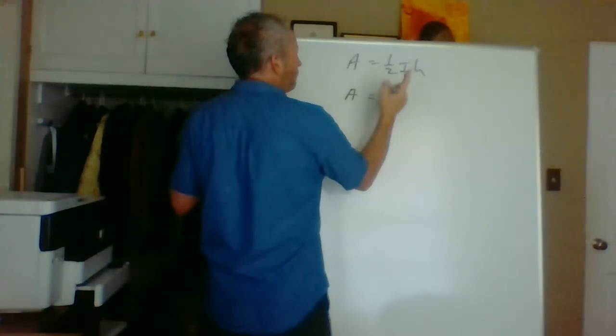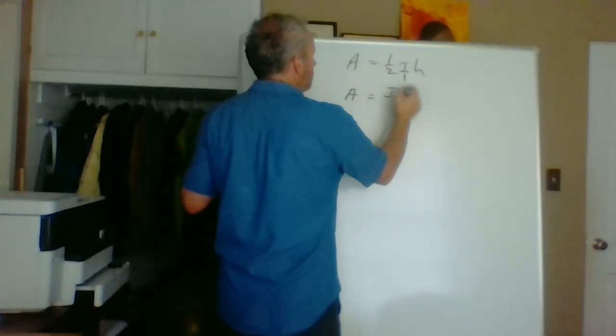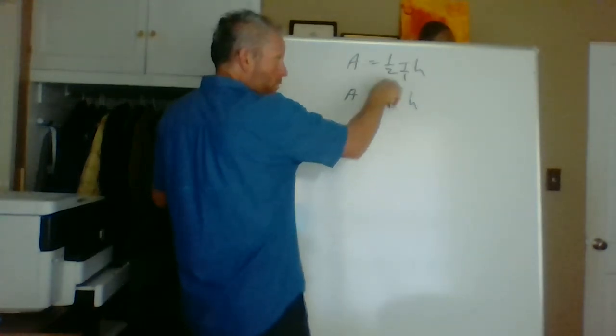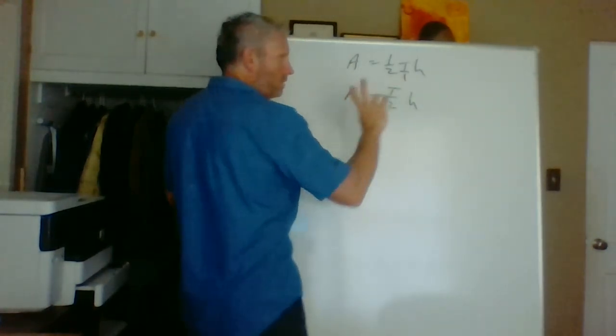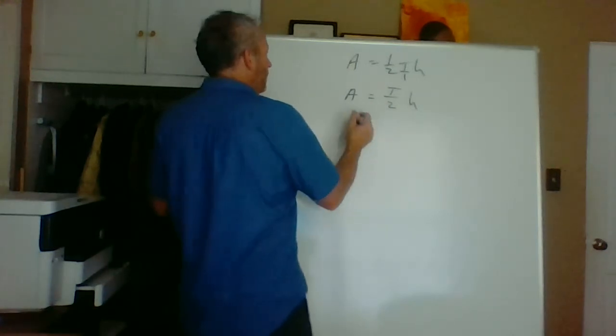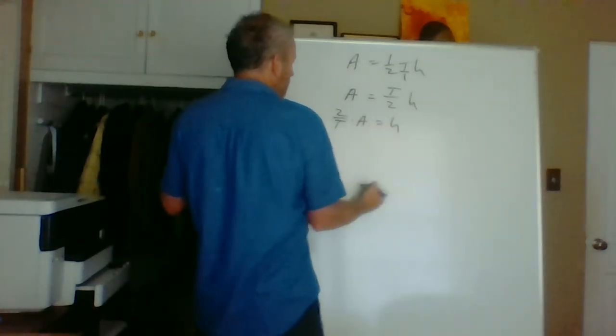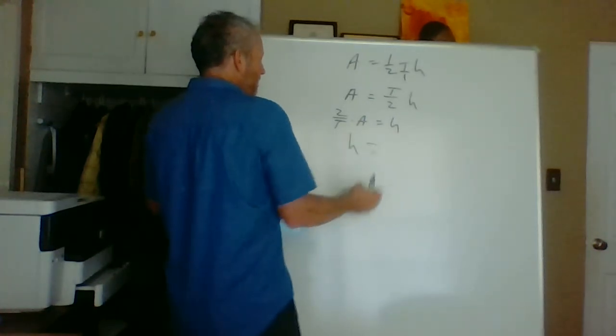Hey, I could have written it like this. Watch this. 1 times t, 2 times 1, 2, h. How do we get rid of all this quantity right here? This factor right there. Divide. How do we divide? Flip and multiply. So we'll have 2 over t times a equals h. I would normally write it like this, h on the left.